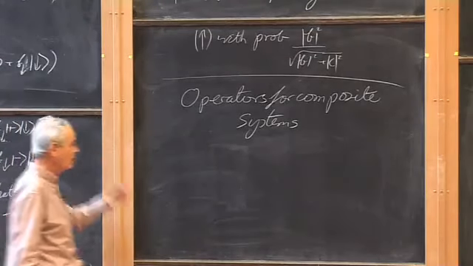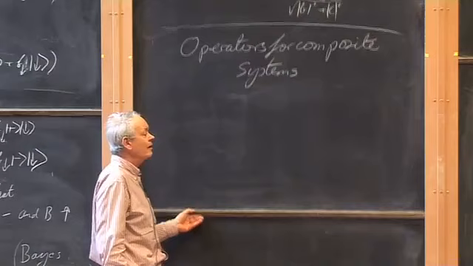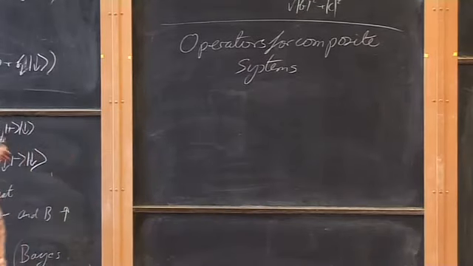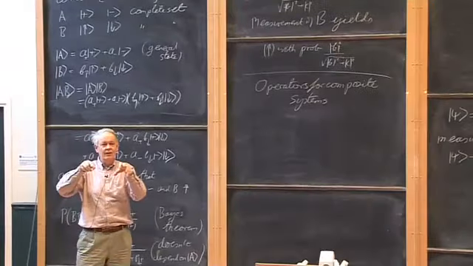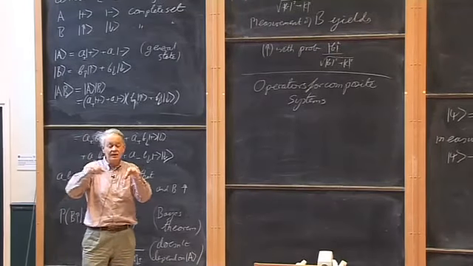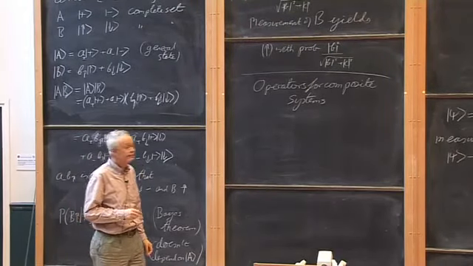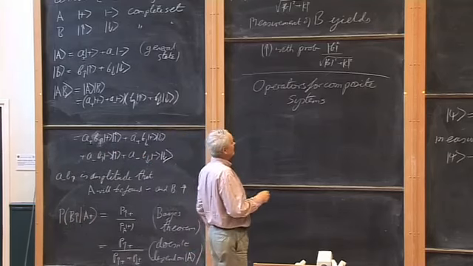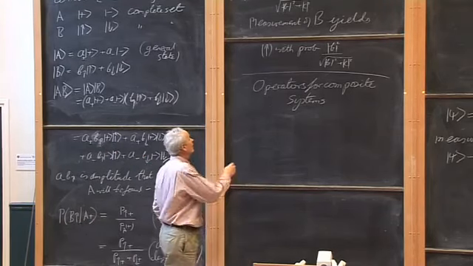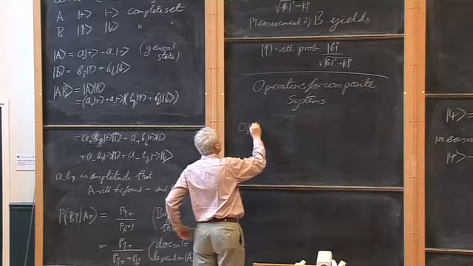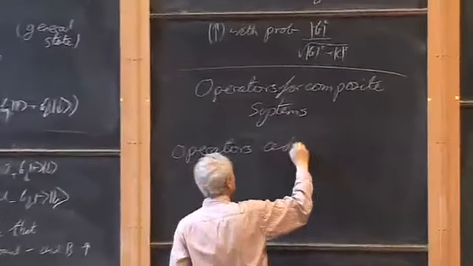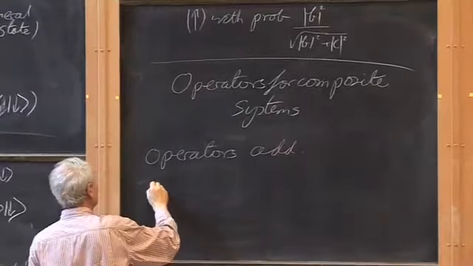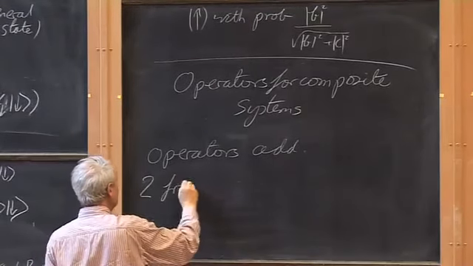With every measurable quantity, there's going to be an operator, and we need to know how this behaves. So we found that the kets of the subsystems were multiplied. This rule was inherited from the multiplication of probabilities of successive events. The operators add.